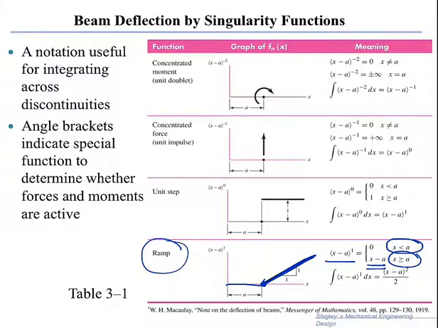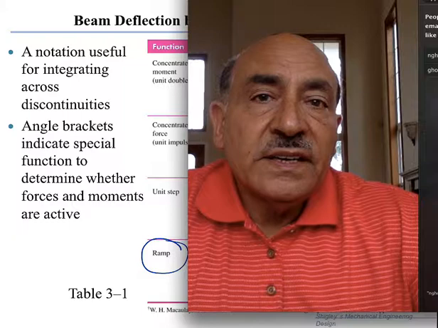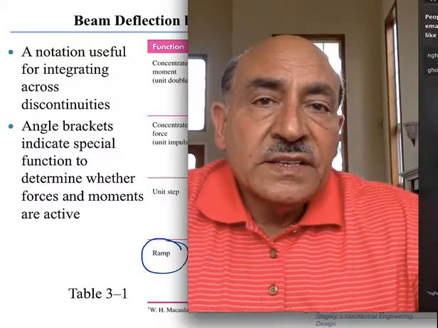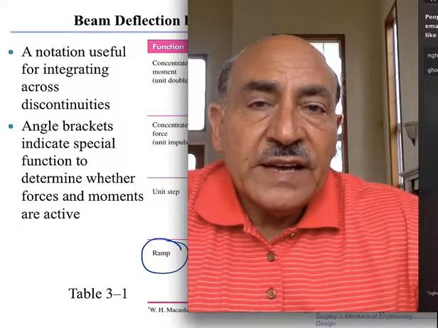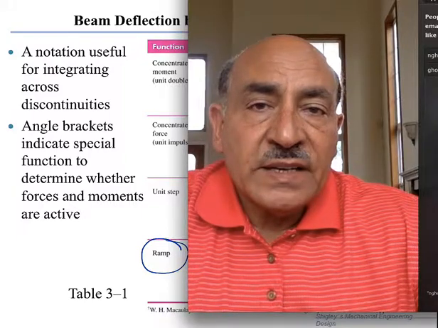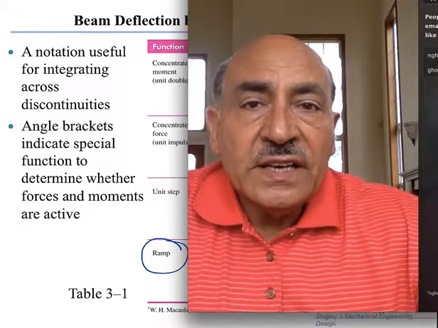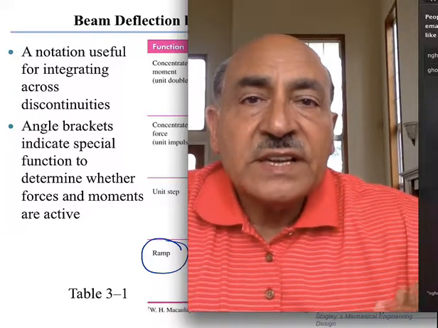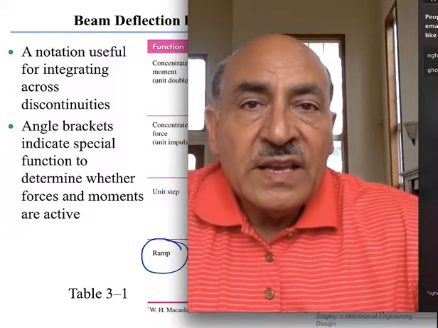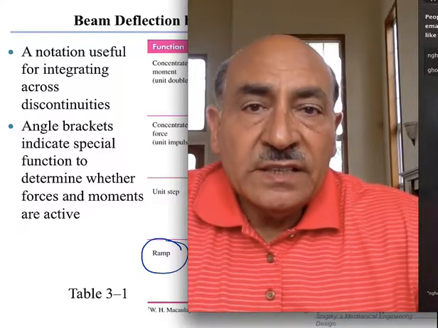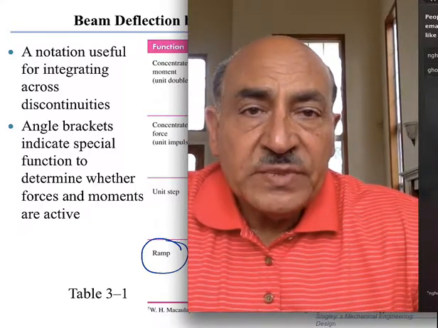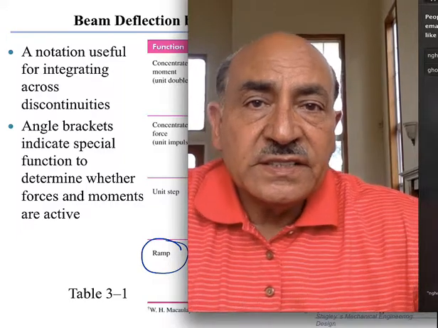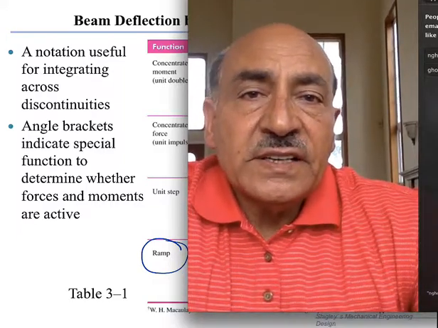So we have now described those functions that you can see. To summarize, if I have a concentrated moment, I represent it by a doublet. If I have a concentrated force, I represent it by a delta function. If I have a uniform distribution of forces, I represent it by a unit step function. And finally, if I have a linear distribution of forces turned on at a certain point, then I represent it by a ramp function. And as you can see, one is an integration of the next one.